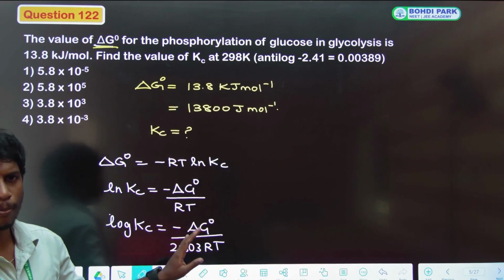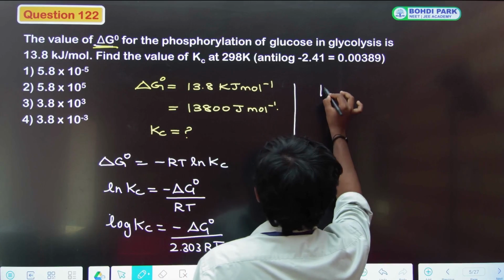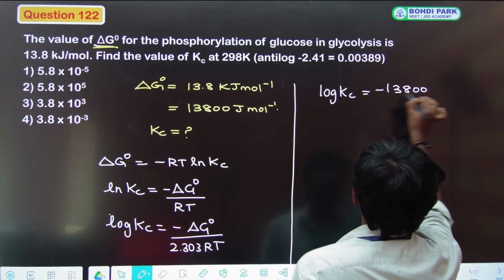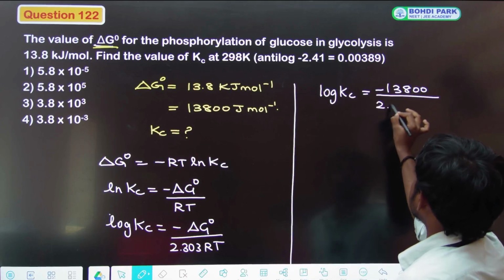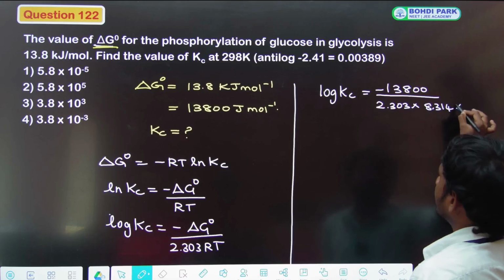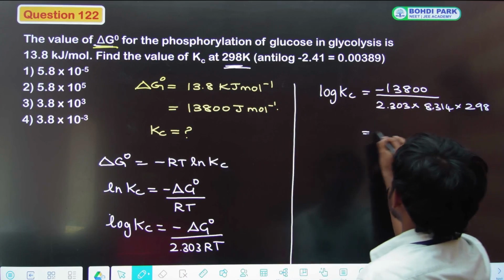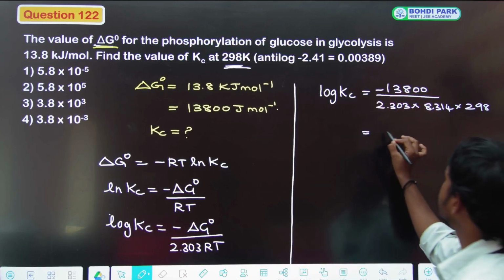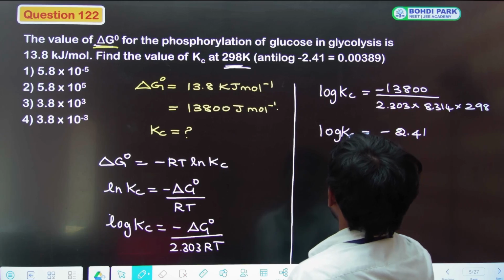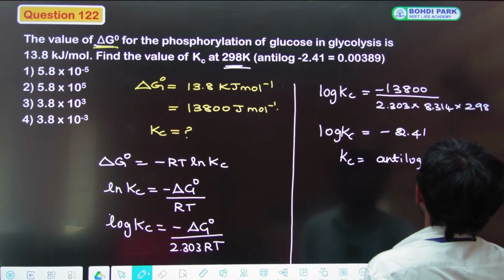Okay, just we will apply all the values and we will solve for it. Delta G oda value எவ்வளவு கொடுத்திருக்காங்க? That is 13,800 divided by 2.303 into R oda value 8.314. Temperature is given as 298 Kelvin. Okay, so if you are solving all the data, we will get the answer minus 2.41 as a value of log Kc. Log Kc வேணும் அப்படின்னா we have to do anti-log of minus 2.41 எடுக்கணும்.